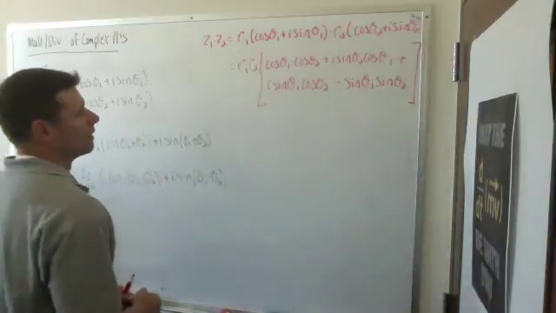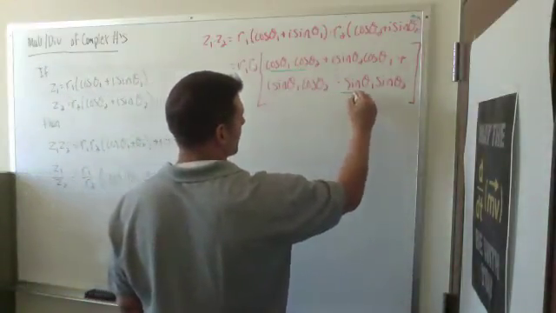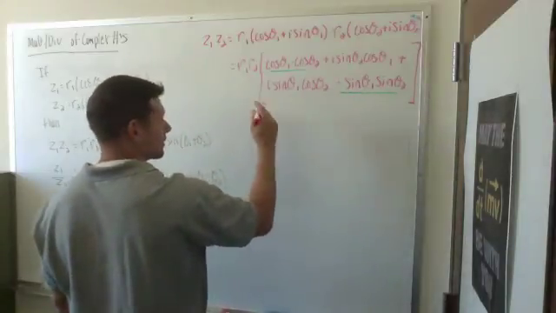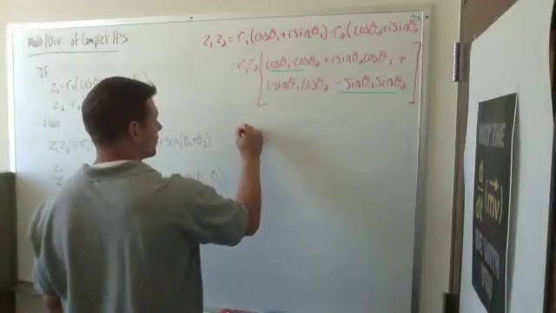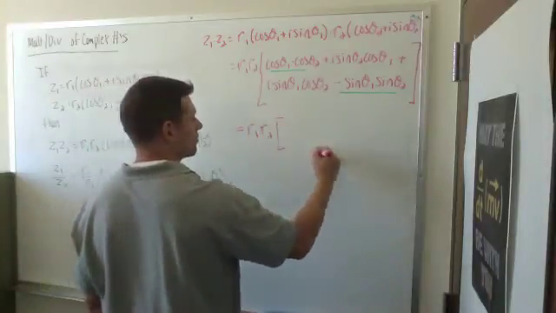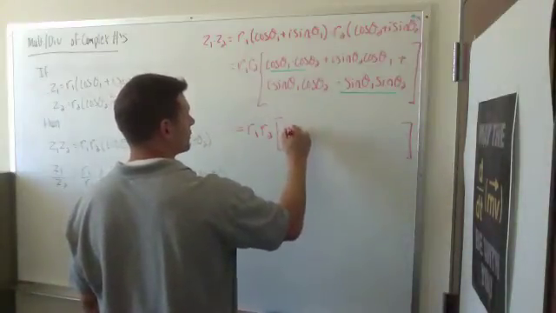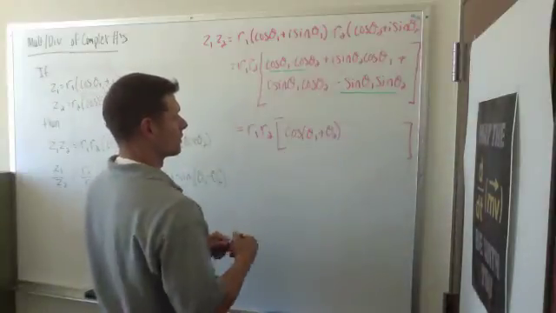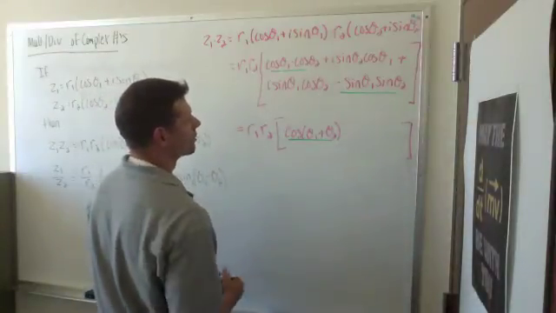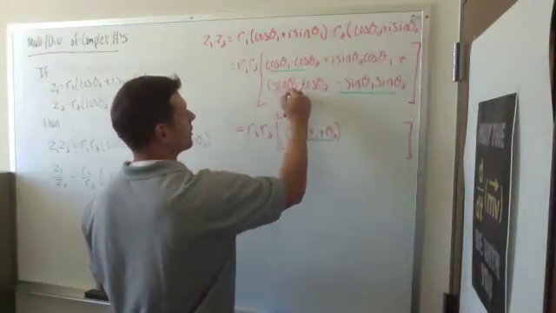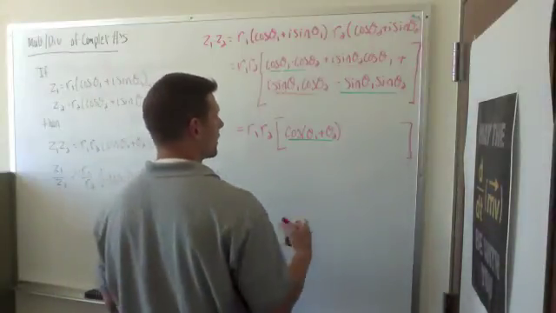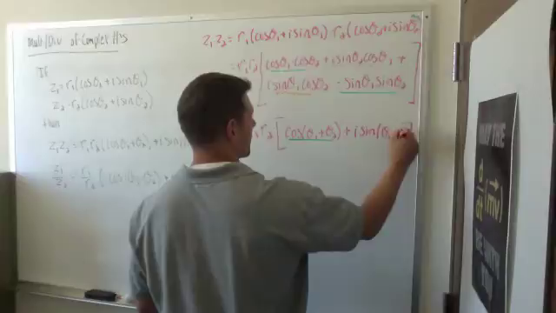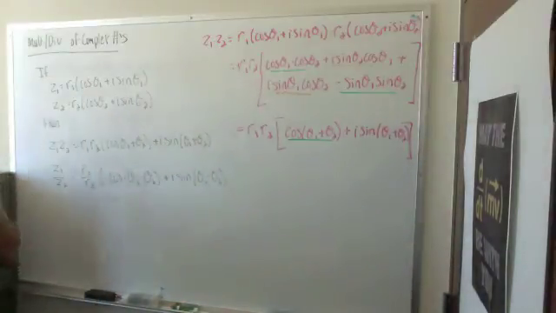So now if you look at this one, cosine, cosine, sine, sine, right? What's that mean? That's equal to our cosine formula. So this will equal r1 r2, and that'll be cosine of theta 1 plus theta 2. That's this value, this one in green is this one here, okay? And then in orange, I have sine, cosine, cosine, sine. That's adding, so it'll be plus i sine of theta 1 plus theta 2.